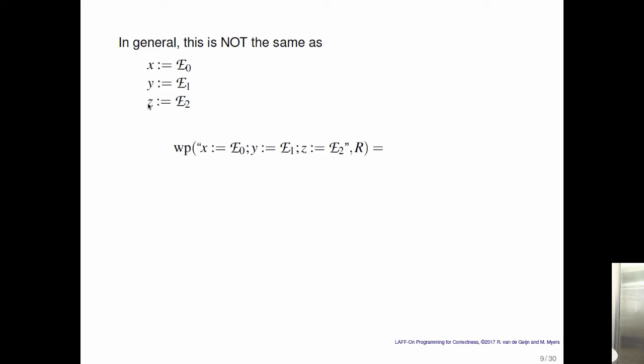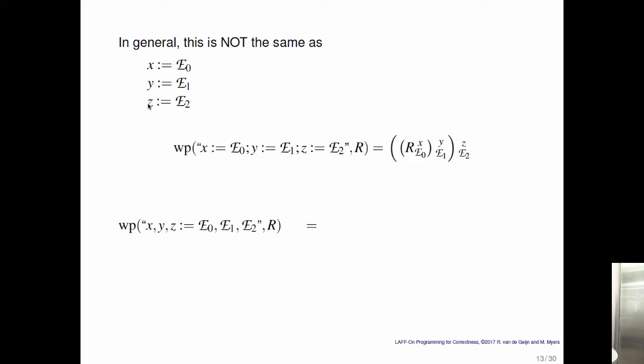So notice that this is not the same as assigning E0 to x and then assigning E1 to y and then assigning E2 to z. The weakest precondition for that is that you first substitute E0 in for x and then you substitute E1 in for y, but notice that y might have occurred in expression 0 and therefore this might not be quite the same. And then you substitute expression 2 in for z. And here we ignore the fact that we also have to check that E0, E1 and E2 must be valid.